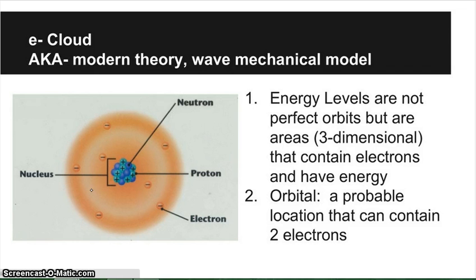And this is also in this model where we get the term orbital. An orbital is just the probable location that can hold two electrons. So there are lots of orbitals, an infinite amount of orbitals around the nucleus, and every orbital is an area or region that can hold two electrons. It's going to be represented similar to what you see here, where you have a band or an area with a darker cloudy area to it, and the darker it is, again, the higher the probability that you're going to find electrons there.